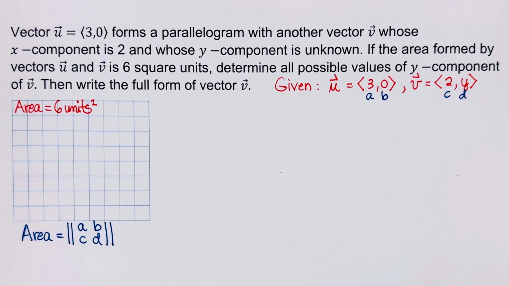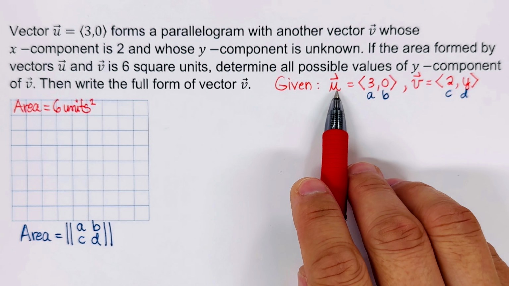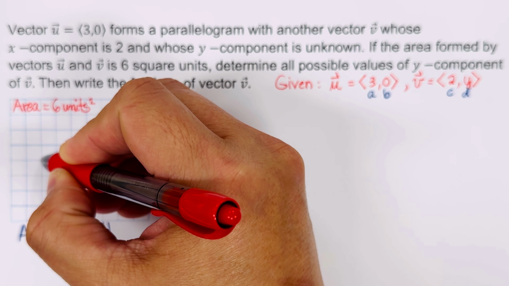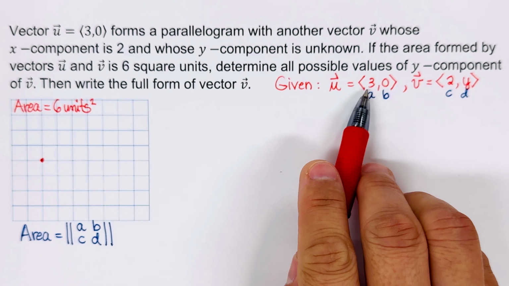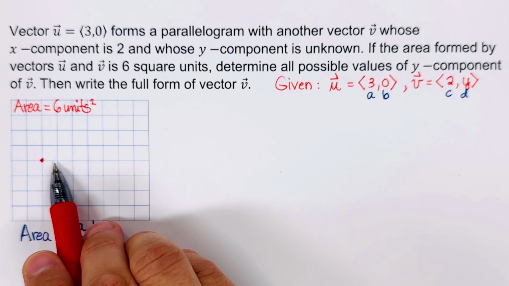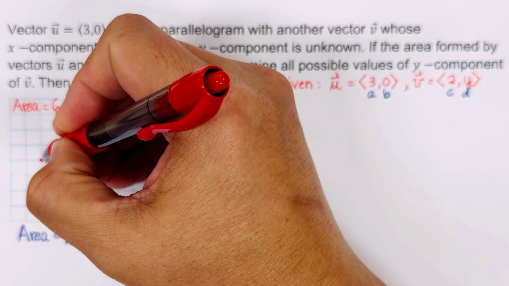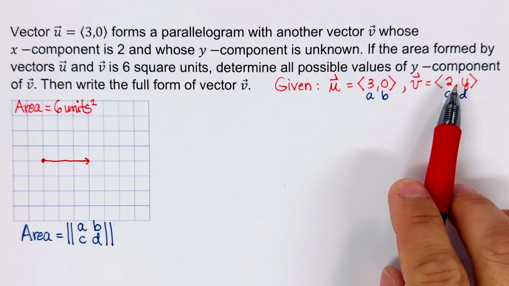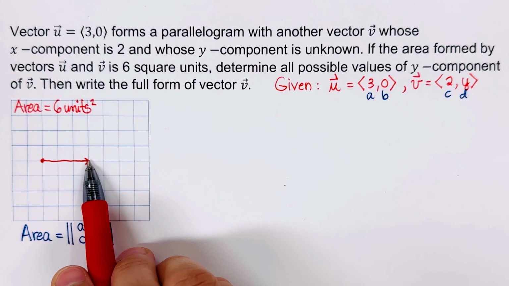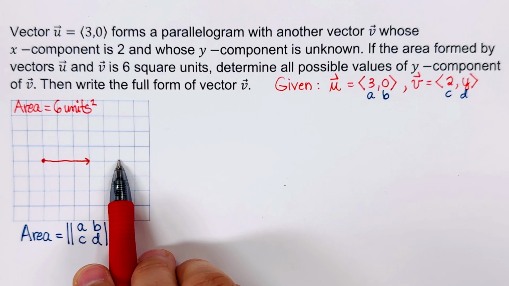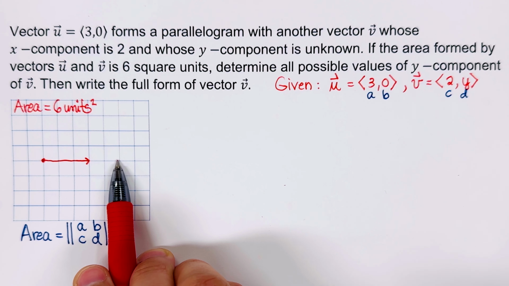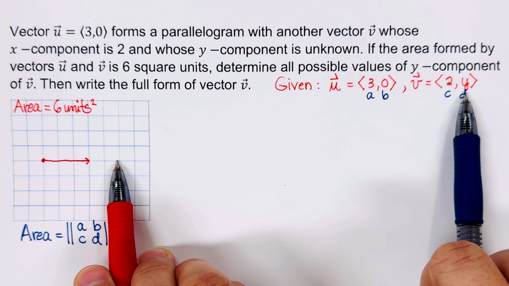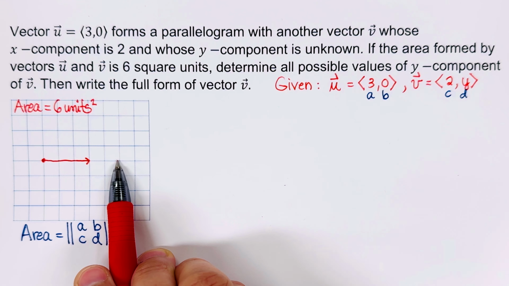Now let's sketch this parallelogram up here. So our u vector is 3, 0. So if this was our starting point, we go 3 to the right and we're not going up. So 1, 2, 3. So this is our first side. Our second side is 2. That means from here we go 2 steps to the right. And we don't know where we go from here. Do we go up y units or do we go down y units? And that's what we're trying to figure out.